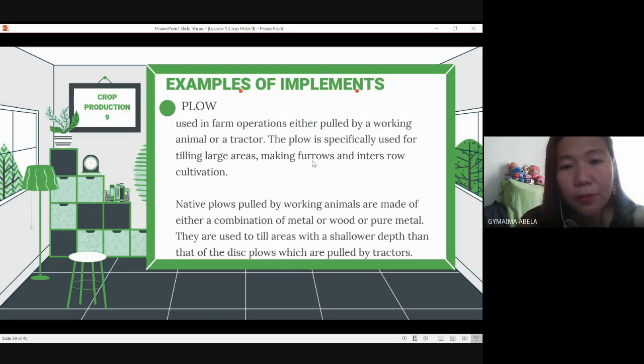So we have two kinds of plows, the native plow and the disc plow. The native plow, pulled by working animals, is made of either a combination of metal and wood or pure metal. The native plow is used to till areas with a shallower depth than the disc plow, which is pulled by a tractor.